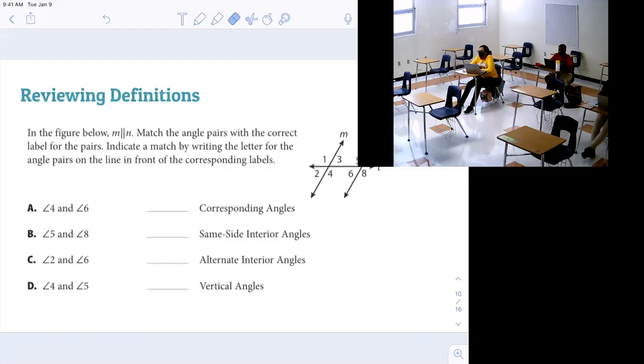Wait, I'm confused. What are we supposed to do? Okay, so we've got this diagram here. And based on this diagram, based on all those angles, which one goes where? So which of these are corresponding? Which of these are same side interior? Alternate. Write the letter onto the thing for which one is that. Yeah, so if, let's say A matched with this, I'm not saying it does, but if it did, you would write A.